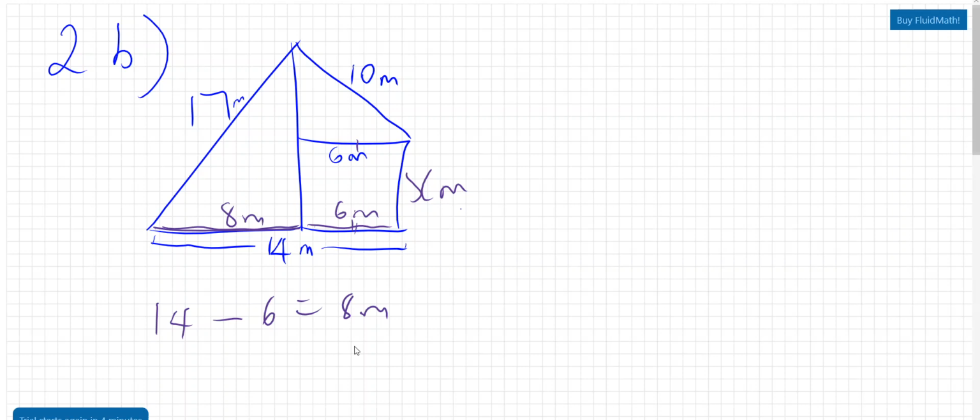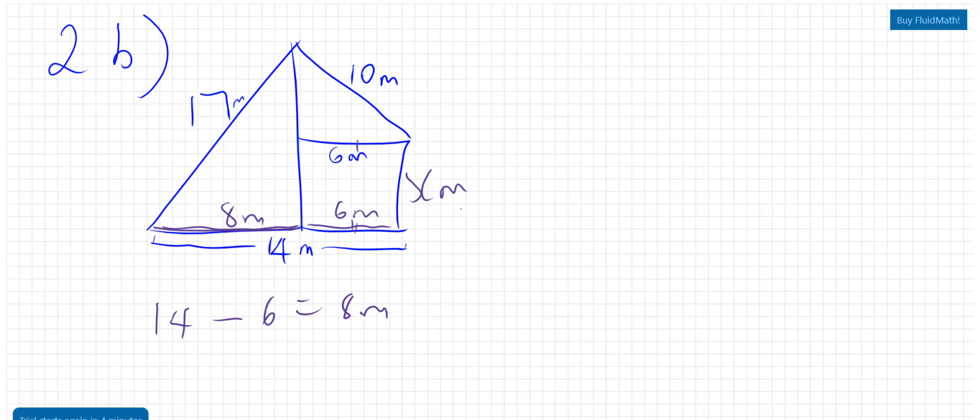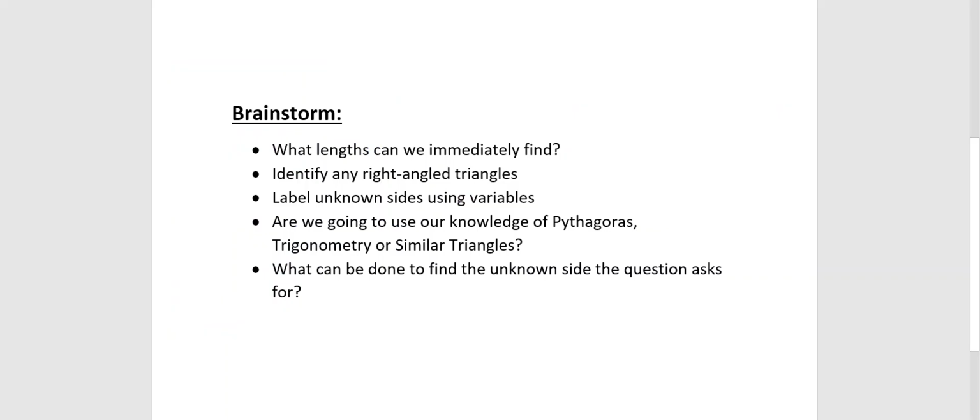So my next thing is, the next stop point says, identify any right angle triangles. I can see there's a right angle triangle here and also another one there. So I have two right angle triangles, and I may need to use those to work out what this x is. The next point says, label unknown sides using variables.